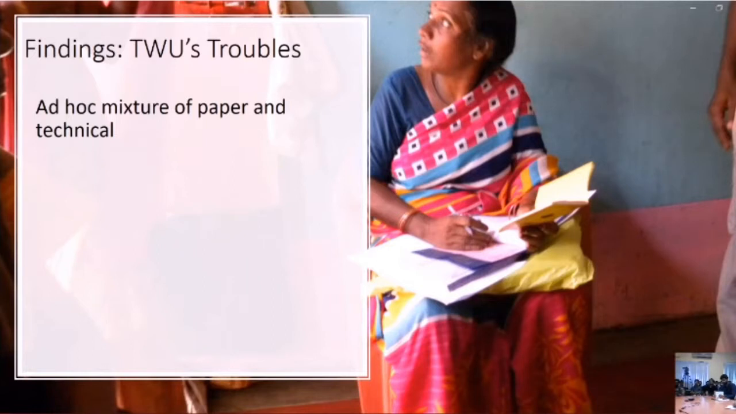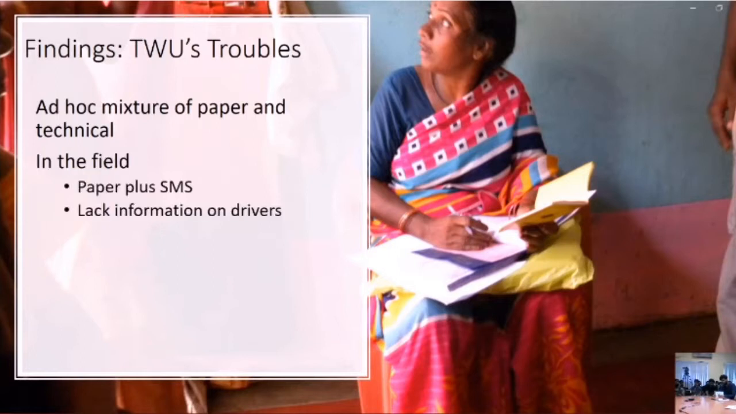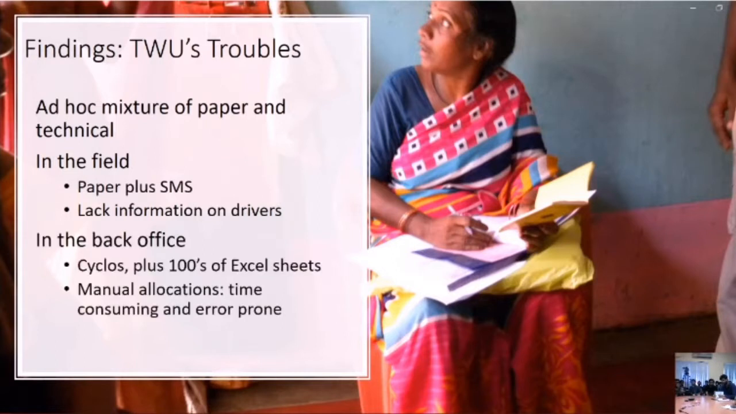So, from TWU's perspective, their troubles were they used an ad hoc mixture of paper and technical systems. That's very common in low resource settings. I'm sure you're going to see a lot of it in the field. They mainly used paper and SMS in the field. And so collectors themselves didn't have information on individual drivers or their set of drivers beyond what they kept in their heads. And they didn't know how the payments had been allocated for any driver into the buckets. In the back office, they were using an open source banking system, Cyclos, and then hundreds of Excel sheets for each driver.